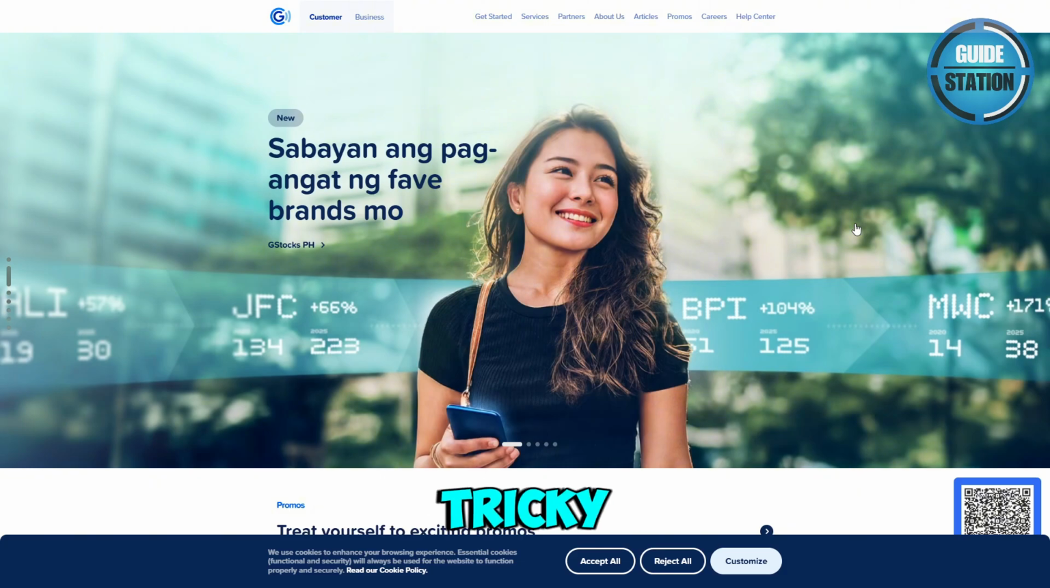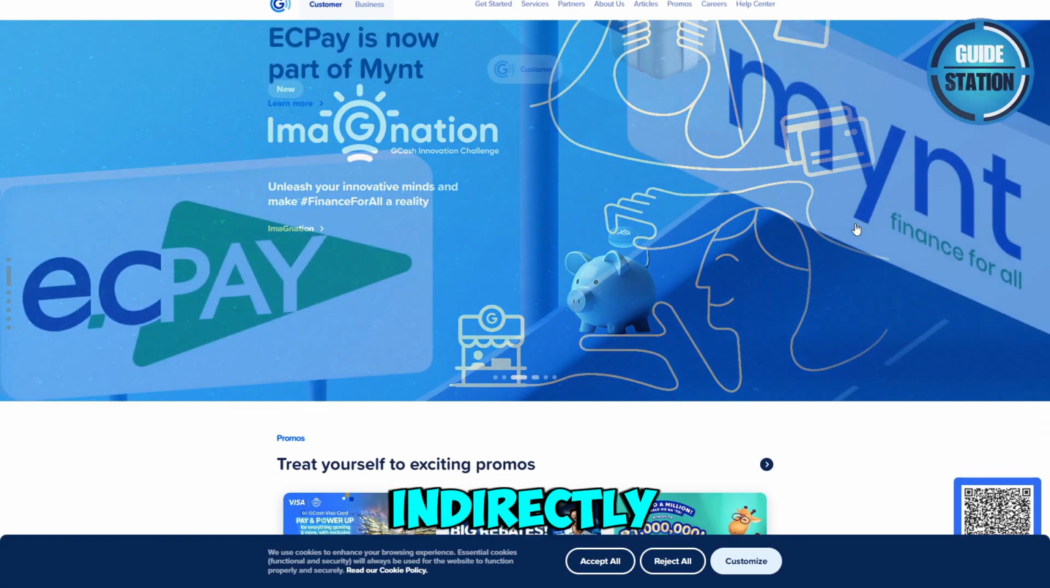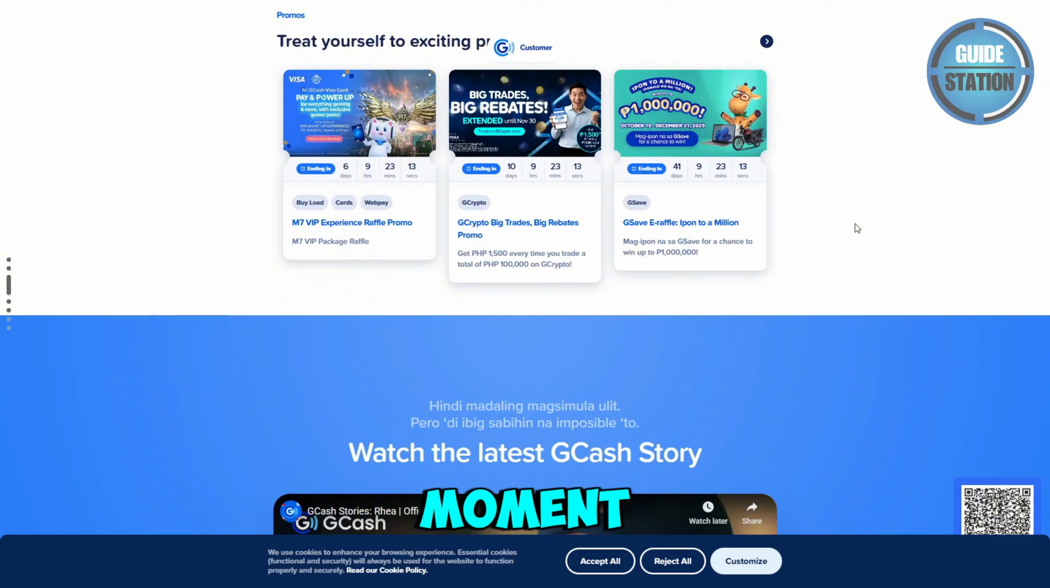It's pretty tricky. So yes, you can use GCredit to get value into your wallet indirectly, but there is no really direct transfer option as of this moment.